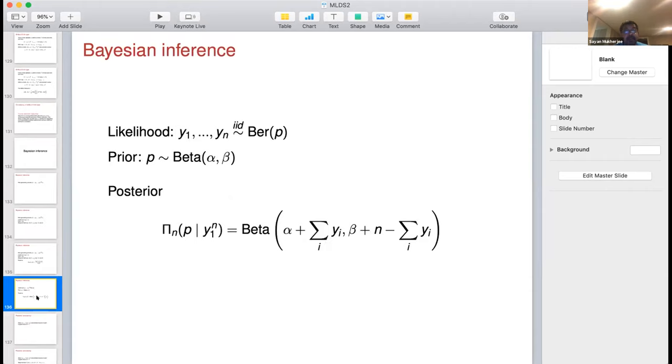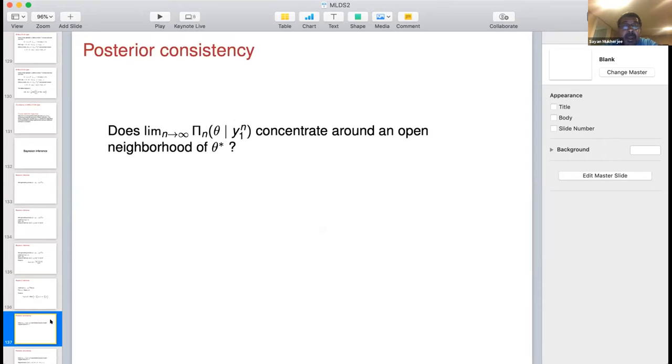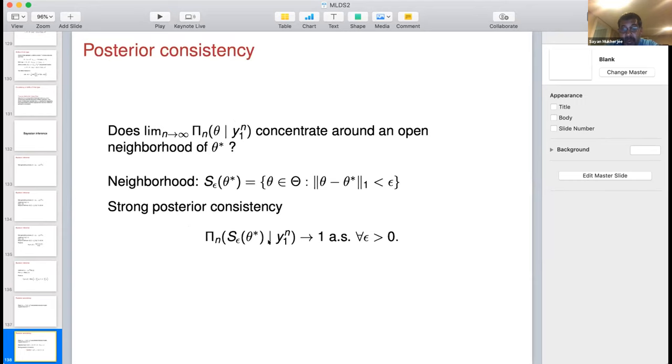Classic example, my data are coming from a Bernoulli. On the right, I'm just doing coin flips. I put a beta prior, and then I get a posterior. You can compute a closed form. That's really exciting. What's posterior consistency? You want your posterior to concentrate around the true generating process theta star, okay, in this neighborhood. And this is what strong posterior consistency means.